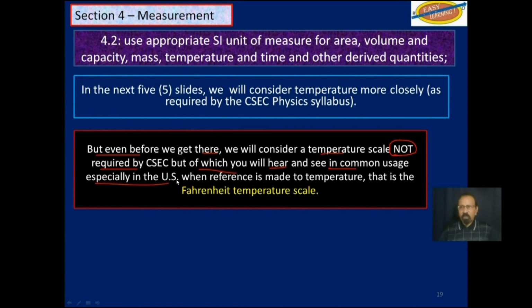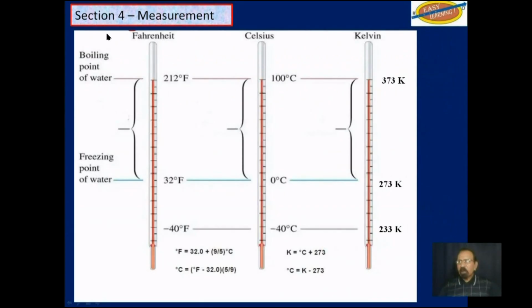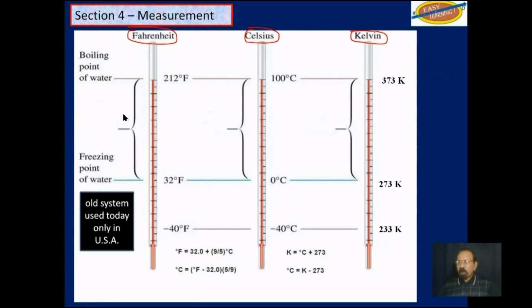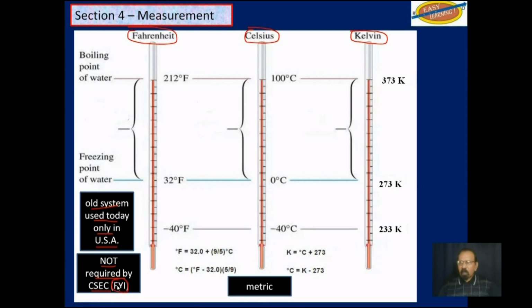Meters per second is required by CSEC, but of which you will hear and see in common usage, especially in the United States, where reference is made to temperature. That is the Fahrenheit temperature scale. So if you look on the left here, you have a thermometer that shows the Fahrenheit temperature scale. In the middle here, one that shows the Celsius, and on the far right here, one that shows the Kelvin temperature scale. The Fahrenheit is an old system used only in the US today, and it is not required by CSEC. This is just for your information.